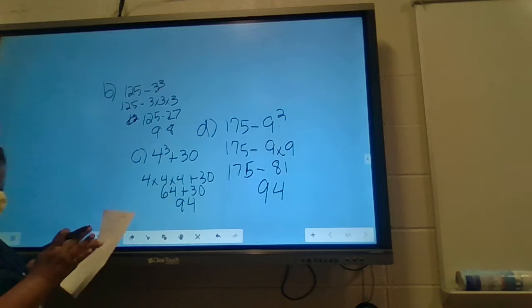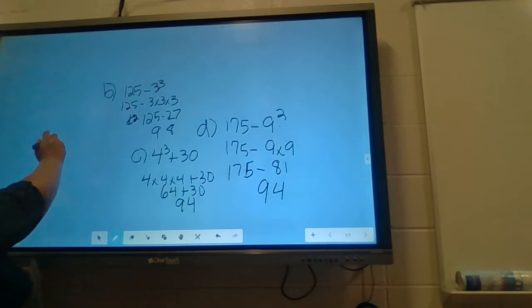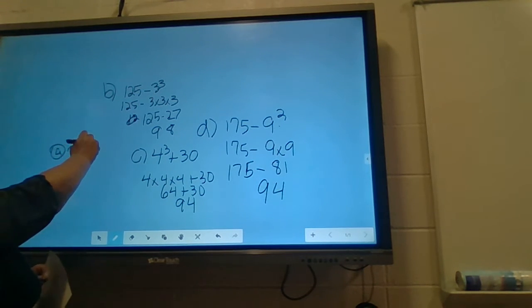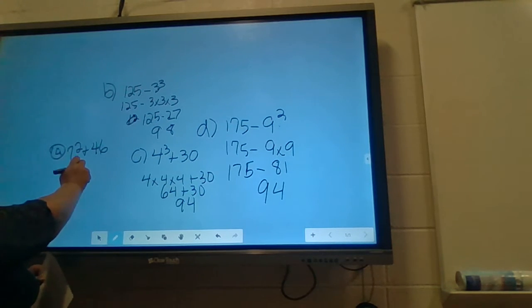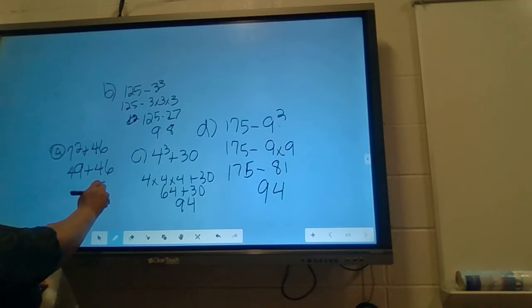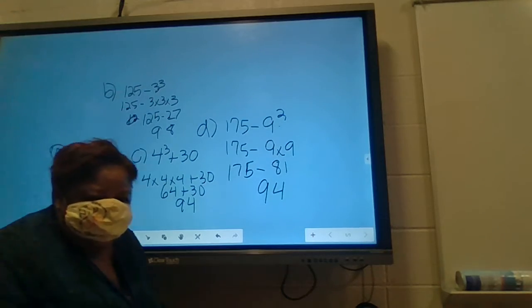Yeah, we can see over here. So my last one, option A, which you probably guessed is the answer, is 7 squared plus 46. 7 squared is 7 times 7, which is 49. And 9 plus 6 is 15. 4 plus 4 is 8, 9. So that's 95. So my answer is A.